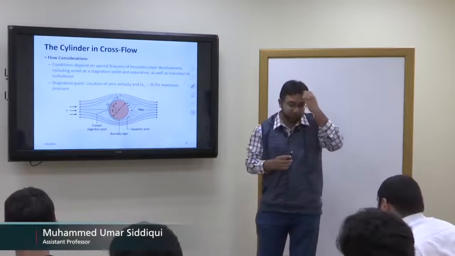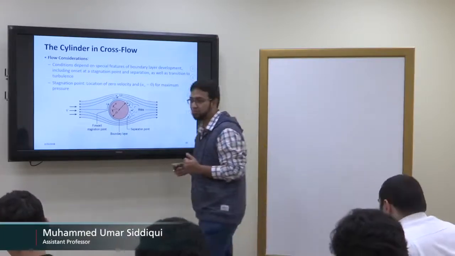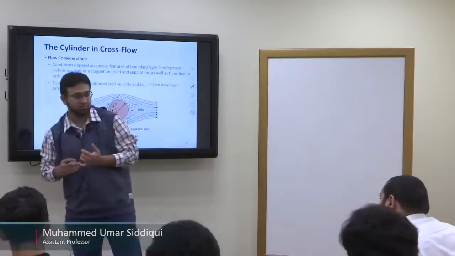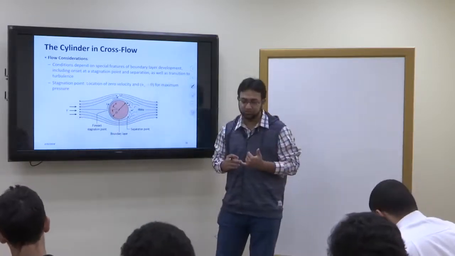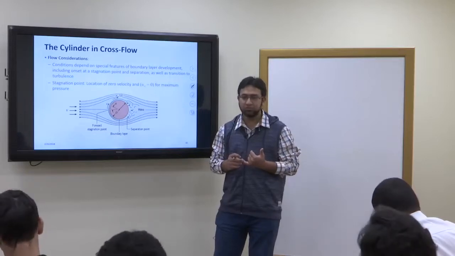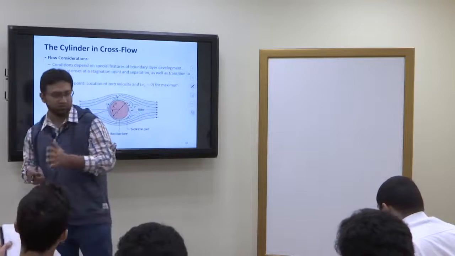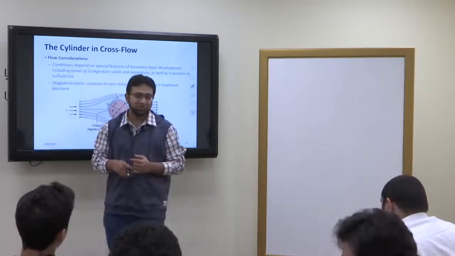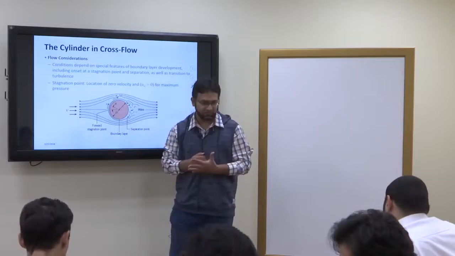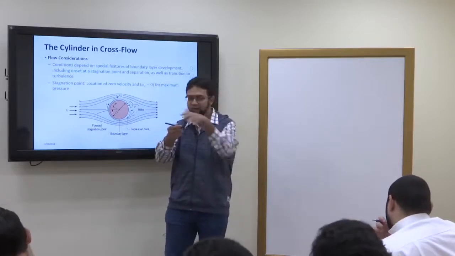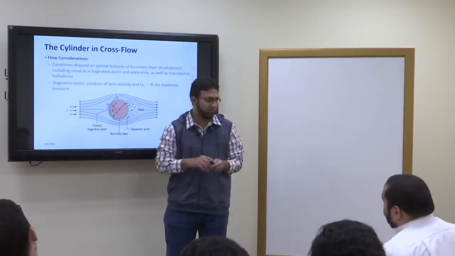We started with chapter number 7 of our textbook, Fundamentals of Heat and Mass Transfer by Incropera and DeWitt. This chapter is about external flows. So we were discussing the external flows. Now, external flow could be around many different kinds of objects, right? It could be around a flat plate, it could be around a cylinder, it could be around a sphere.